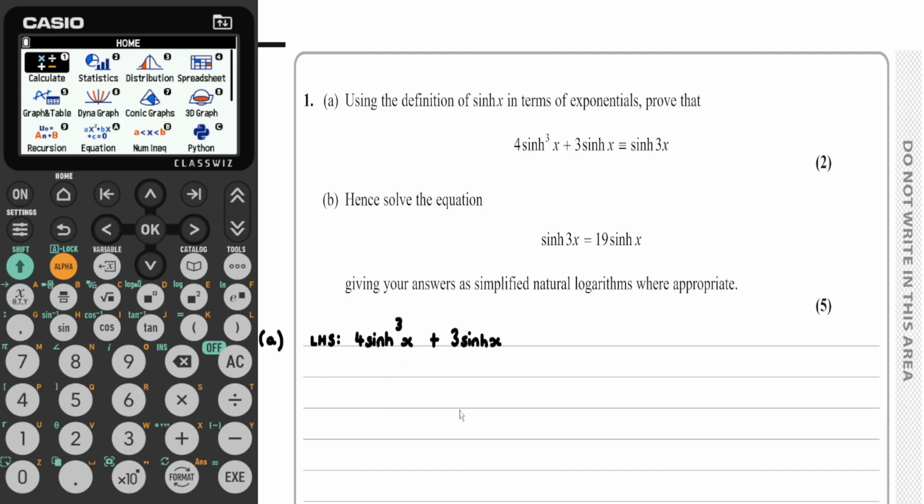We can rewrite hyperbolic sin x in terms of exponentials, and in doing so we would have 4 multiplied by (e to the x subtract e to the negative x) over 2, which is what hyperbolic sin x is equal to, and then we cube this, and then we add on 3 times (e to the x subtract e to the negative x) over 2.